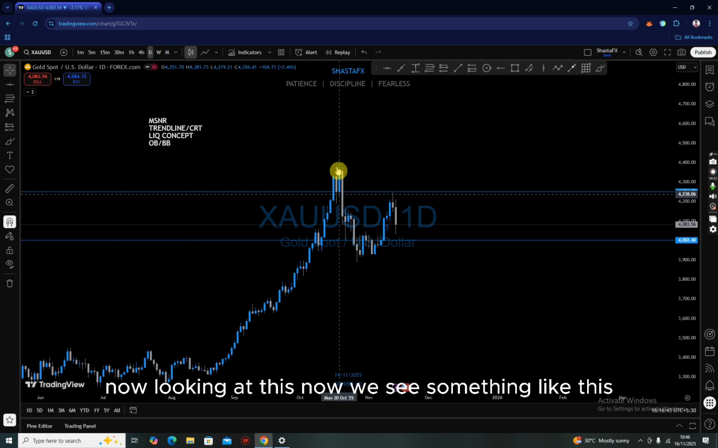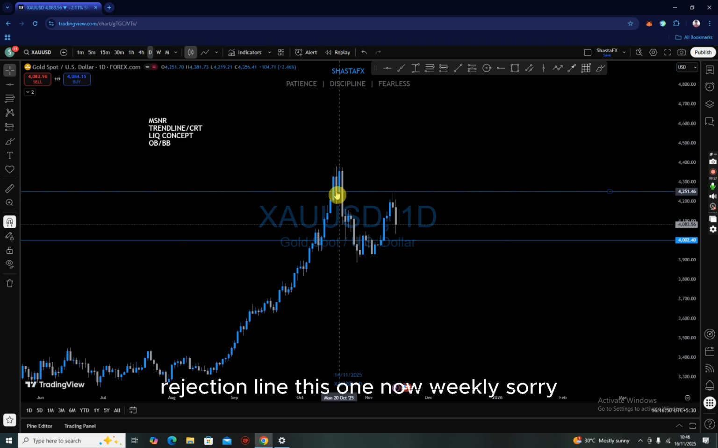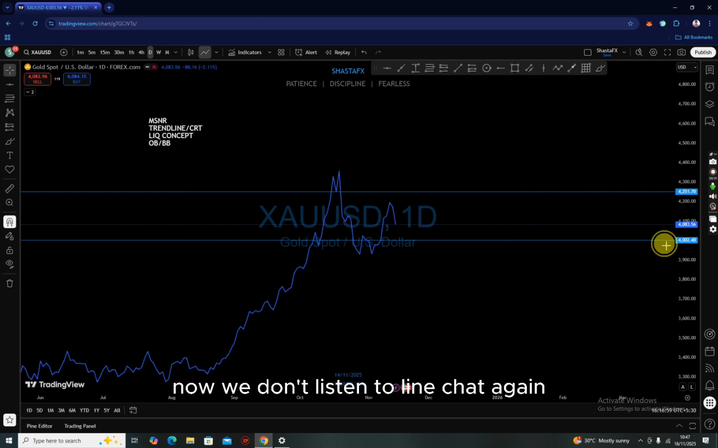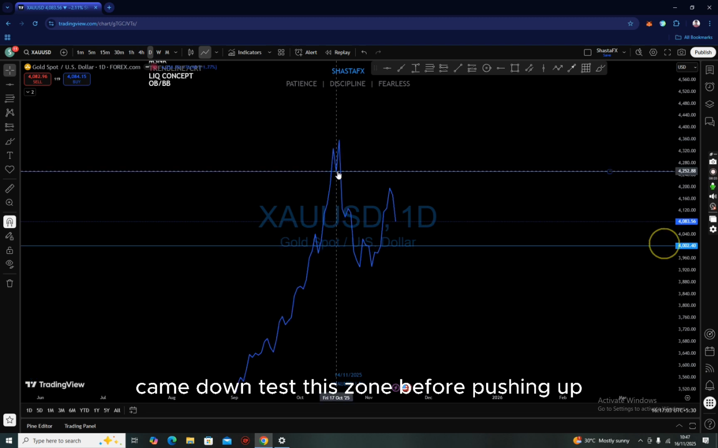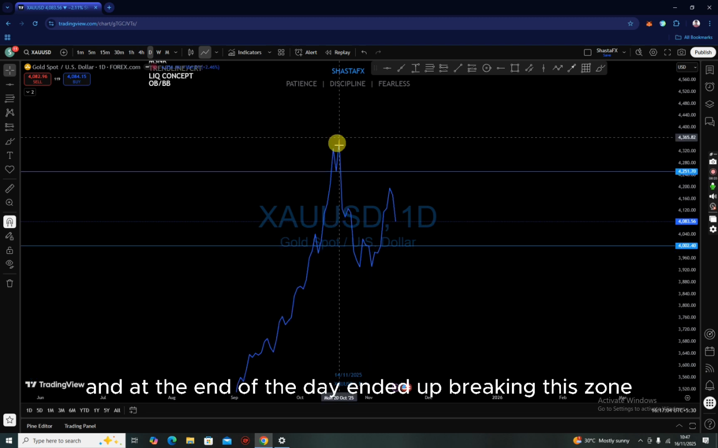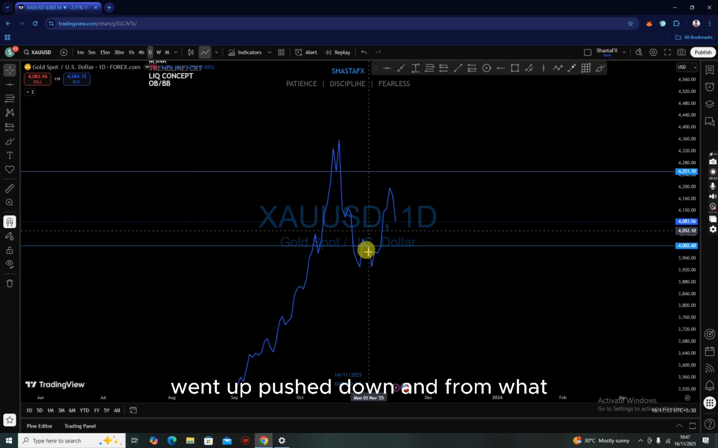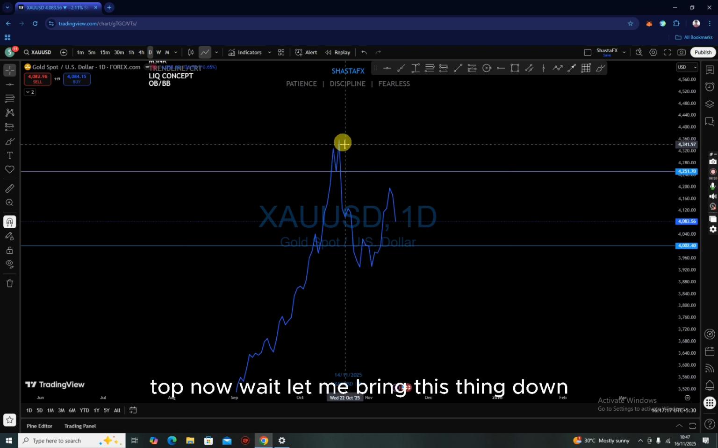Now looking at this, we see something like this. Rejection line. This one is our weekly resistance line. This is our support. Now we turn this into line chart again. So when we turn it, we saw that market pushed up, came down, tested this zone before pushing up, and at the end of the day ended up breaking this zone. Now the same thing happens here. Market pushed down, went up, pushed down, and formed what? Double bottom, and this is what? Double top.